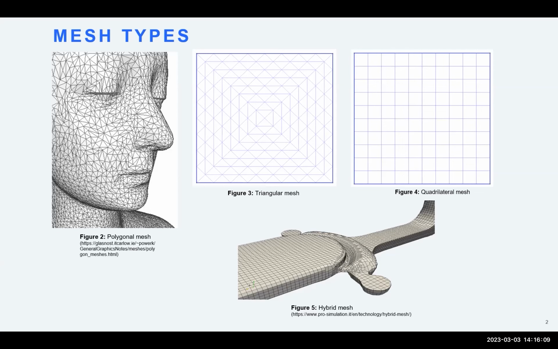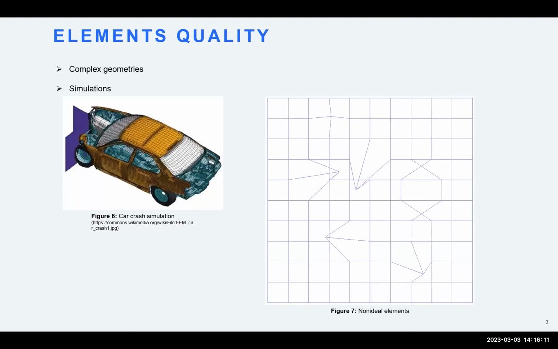Now, we talked about meshes. We talked about why we need them, what they are, and different types. But when we're talking about meshes in general, we want to have good quality meshes. We want to have an accurate representation of our geometry, whether it's for animation or for engineering applications. And how do we make sure that we have good quality meshes?